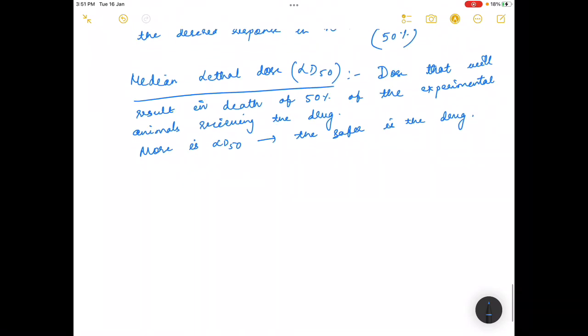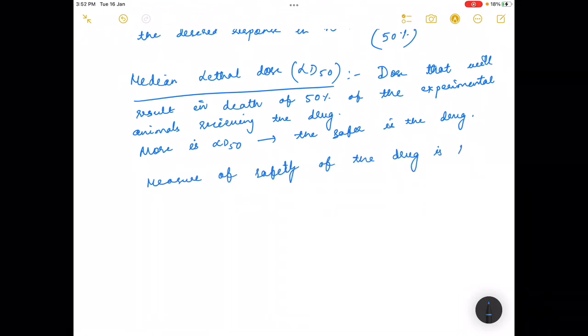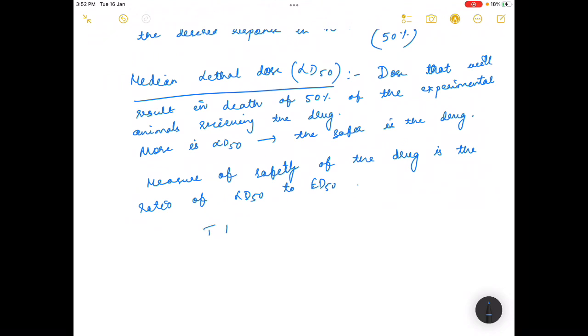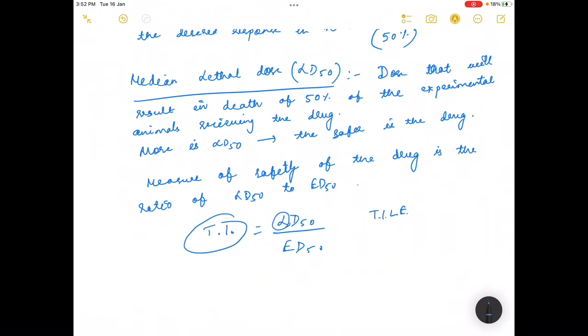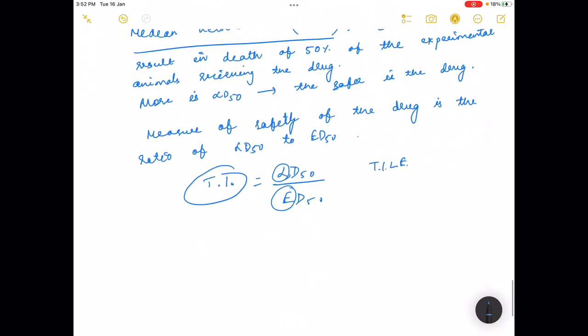Now the ratio of this LD50 to ED50 is a measure of safety of the drug. This ratio is called as therapeutic index. So therapeutic index is equal to LD50 by ED50. You can remember this by the mnemonic TILE. Okay, so therapeutic index is equal to LD50 by ED50.